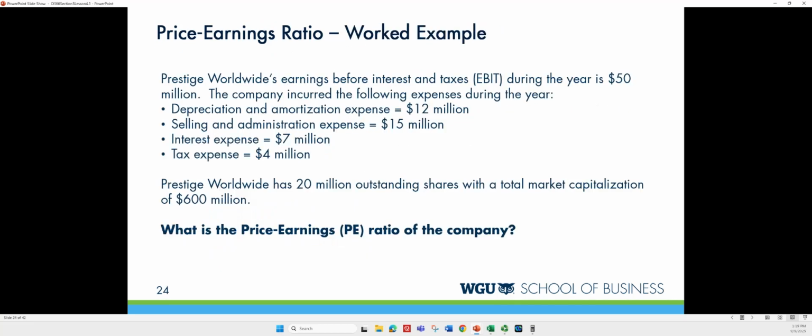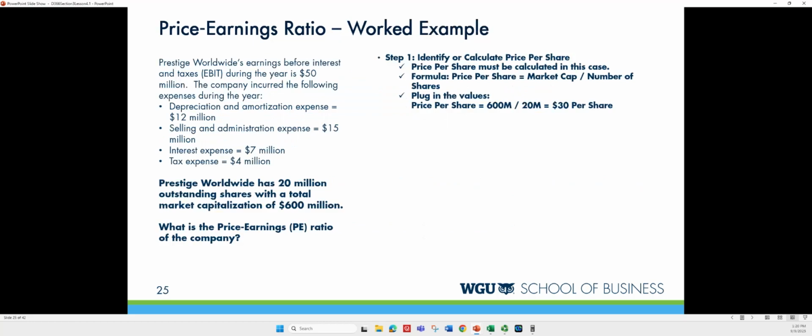So let's go through this worked example here. So we have Prestige Worldwide, and their earnings before interest and taxes, their EBIT, during the year is $50 million. And the company incurred the following expenses during this year. So this is just an excerpt of some of their expenses that they had from their income statement. Okay, they have 20 million outstanding shares of stock with a total market capitalization of 600 million. So we want to find out what is the price earnings ratio for the company. So let's walk through it.